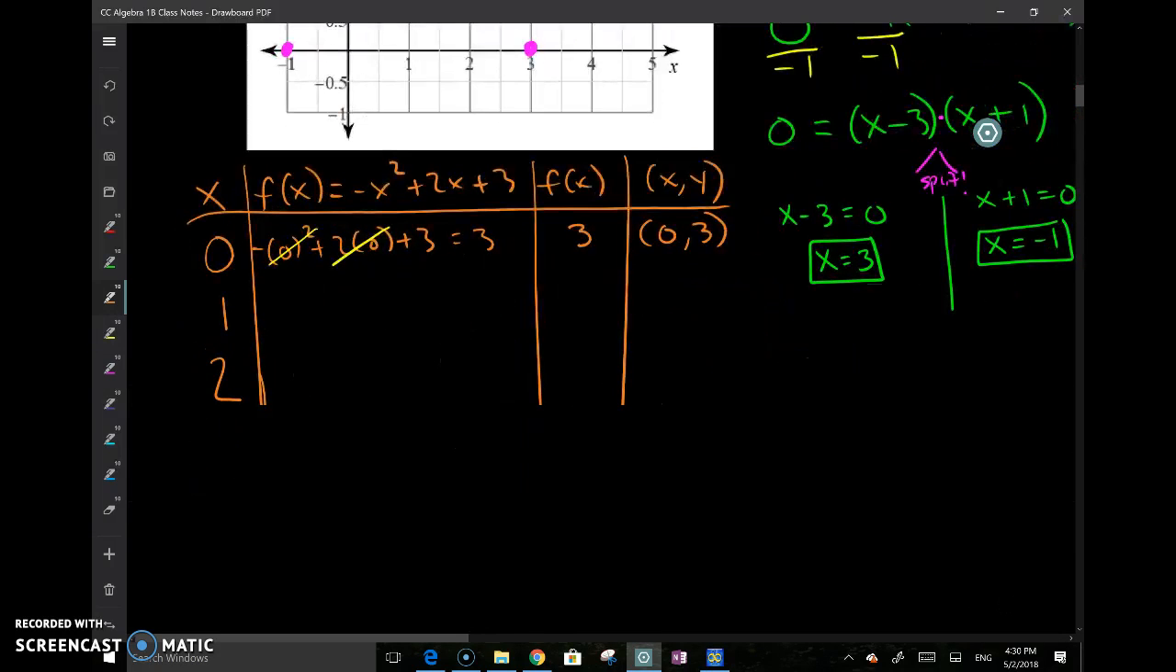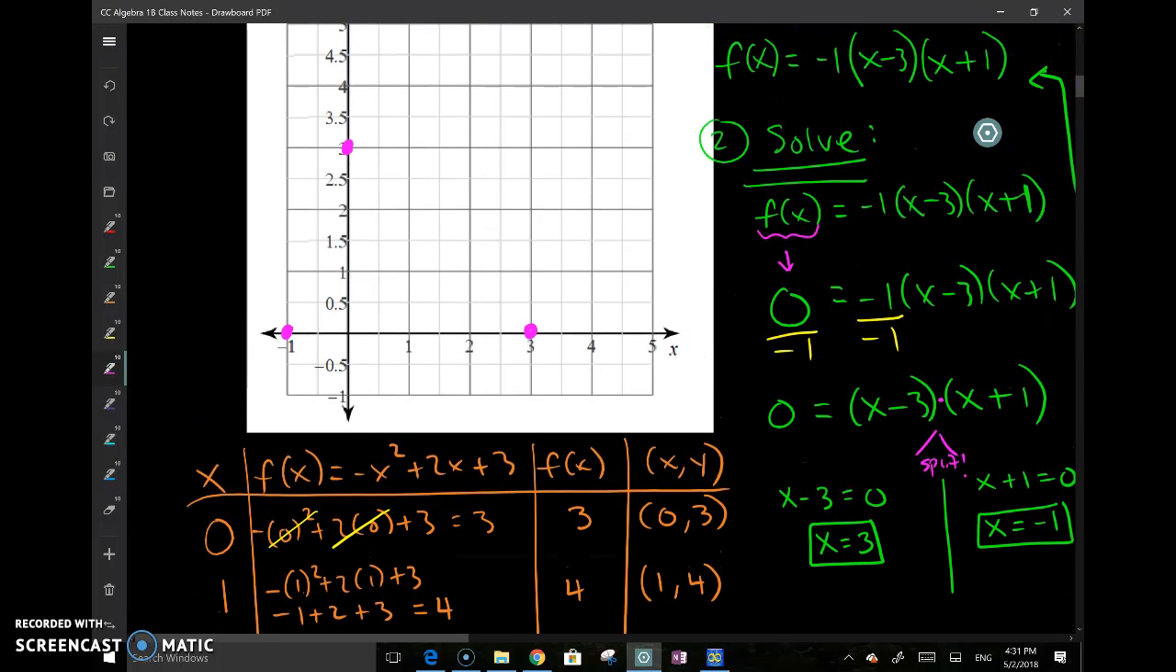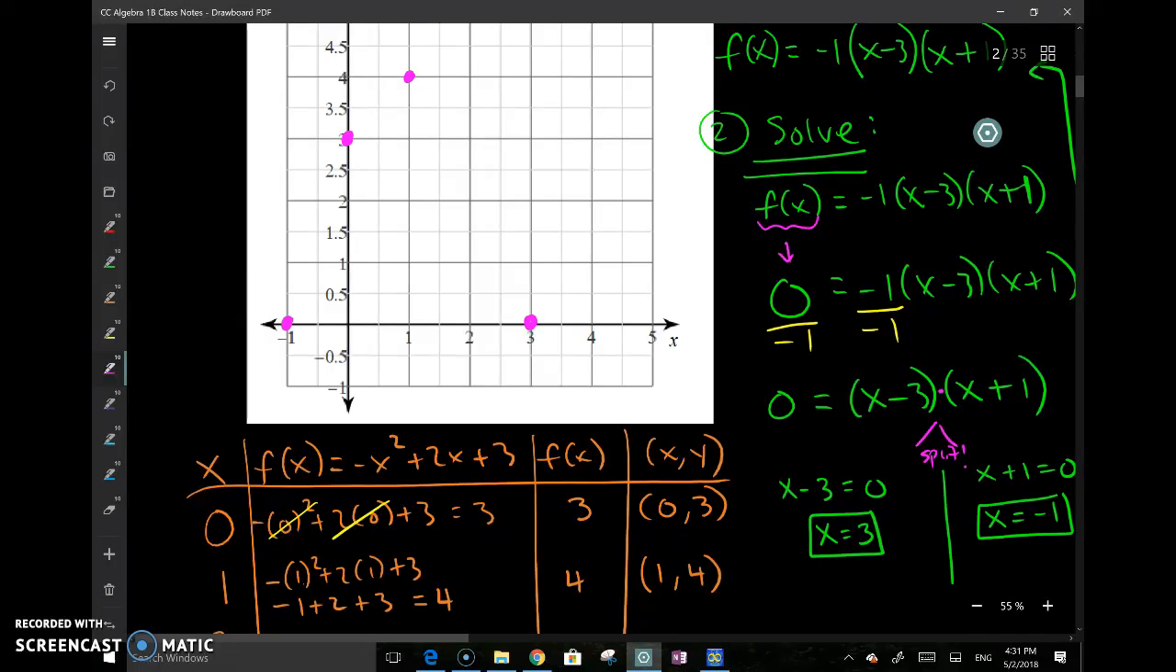Now, when x is 1, I get negative 1 squared plus 2 times 1 plus 3. I have to be careful. There's a negative outside. So order of operations says do the exponents first. This whole thing becomes negative 1 plus 2 plus 3. And when you put all these numbers together, you get 4. Okay, so my output is 4. My ordered pair is 1, 4. And yet again, I get another point. So 1, 4 will be right here. 1 and 4 is right there. Okay, so I definitely know that this thing is going upside down, and I can see the curve right here along this side.